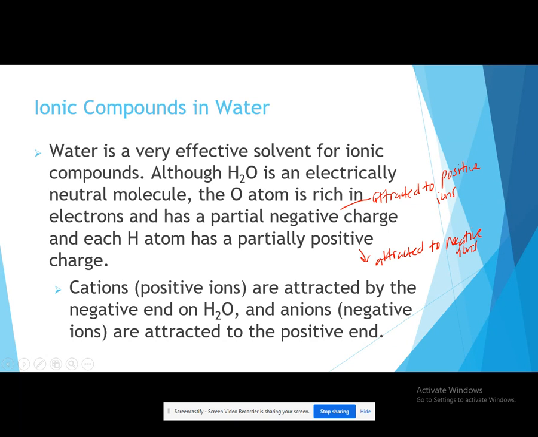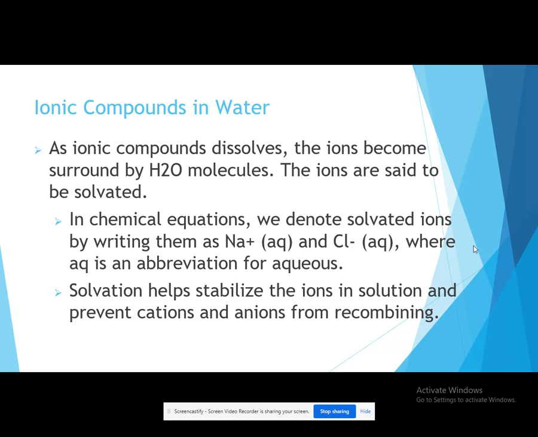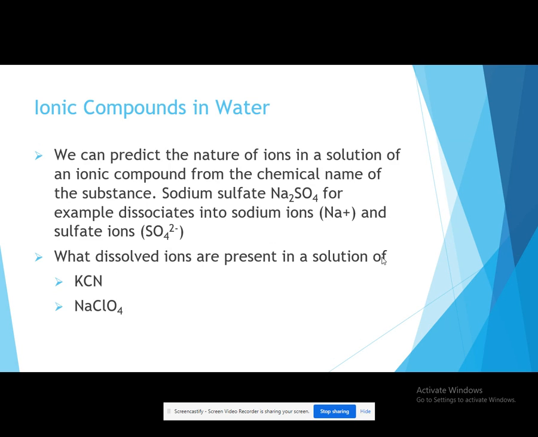So another way to rephrase that is the cations are attracted to the negative end of H2O, and the anions are attracted to that positive end. As ionic compounds dissolve, the ions become surrounded by these water molecules, and they're solvated. And so when we write chemical equations, we write Na+ (aq), with aq to show that it's solvated and dissolved in water. We have Cl- (aq) to show that it's solvated, split apart, and dissolved in water. So the whole purpose of solvation is that it stabilizes those ions and prevents them from recombining.